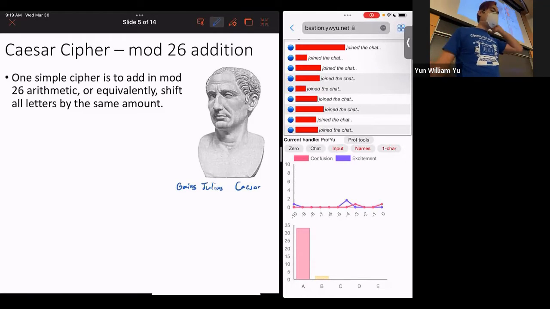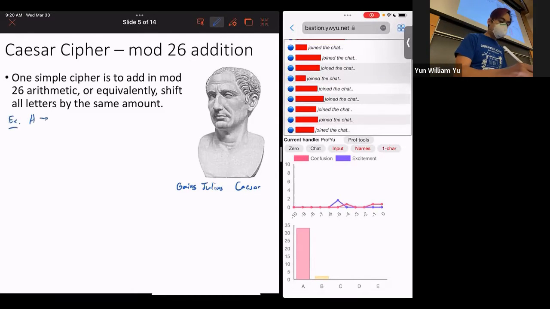What you do is you just add in mod 26 arithmetic, or equivalently shift all letters by the same amount. For example, the one he actually used most commonly was he'd shift an A to a D. This would just be shifting from 1, since A is 1, remember, to 1 plus 3, which is of course 4 mod 26.